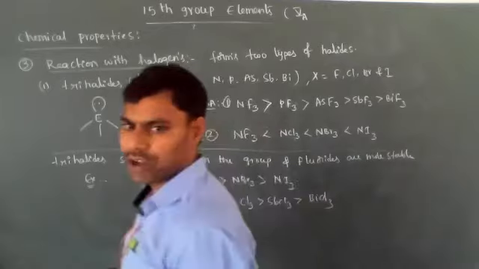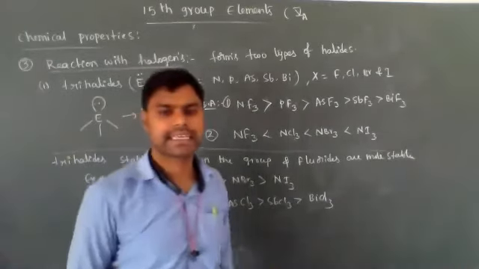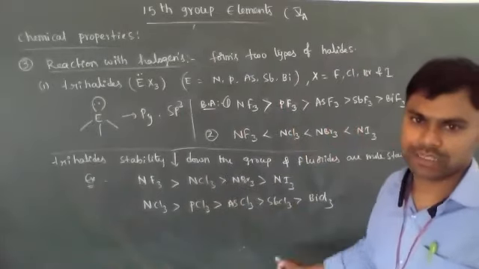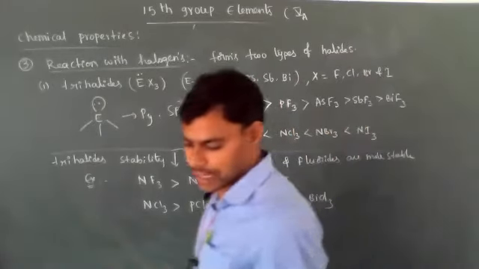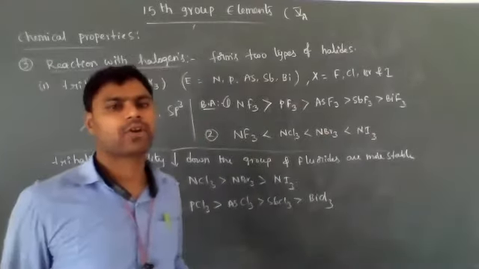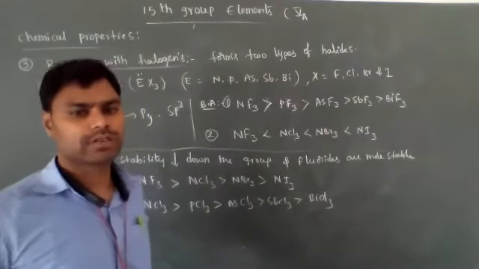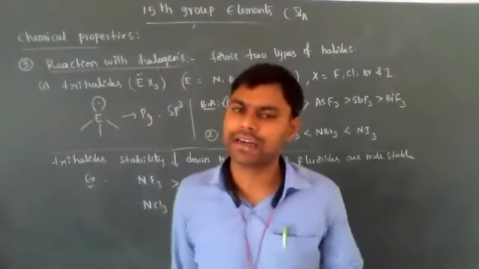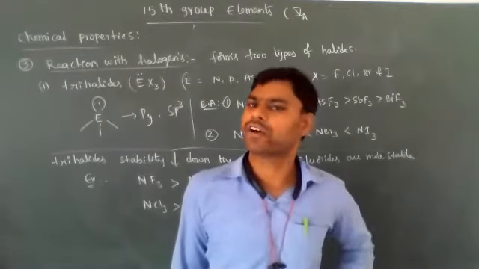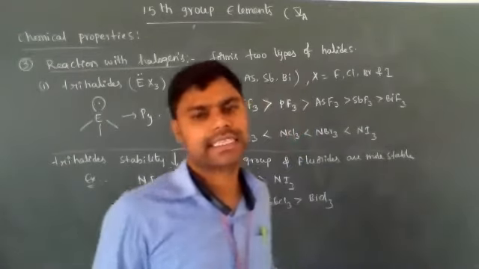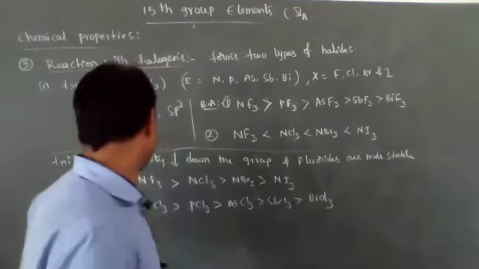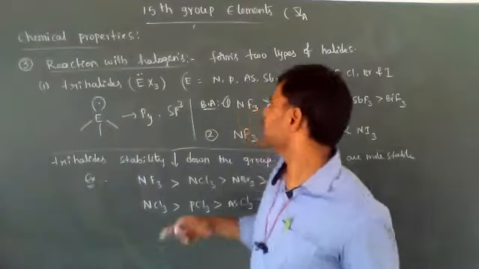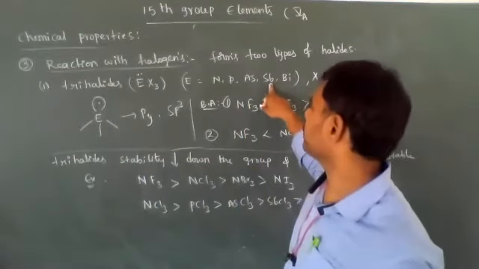See here, the bonded atom halogens are the same, but as the central atom size increases, the bond length increases and the stability decreases. So this is about stability. Among these, trihalides easily undergo hydrolysis and give the corresponding compounds. Fluorides can be easily hydrolyzed, then chlorides, then bromides, and then iodides. The hydrolysis nature decreases down the group. Generally, nitrogen and phosphorus can be easily hydrolyzed when compared to arsenic and antimony.